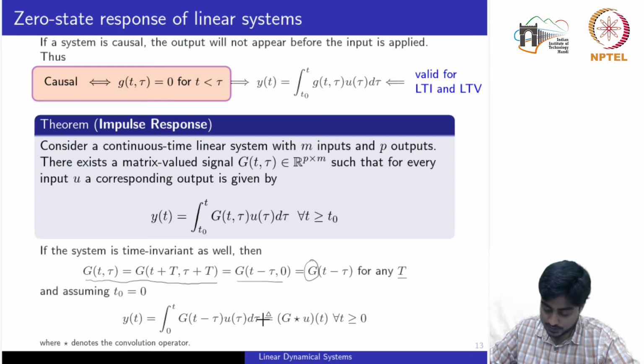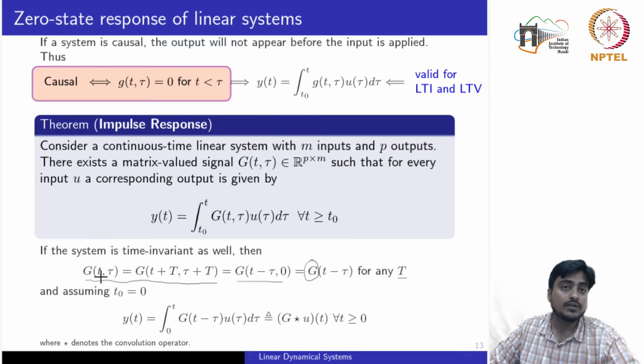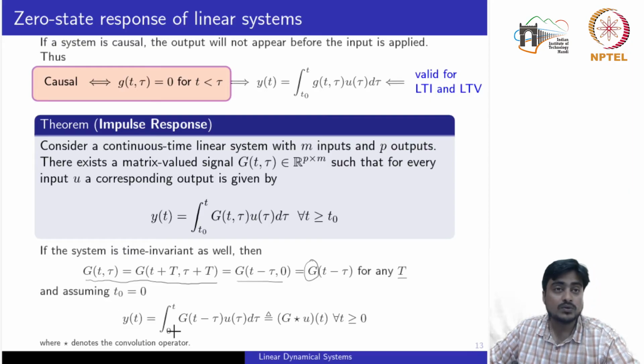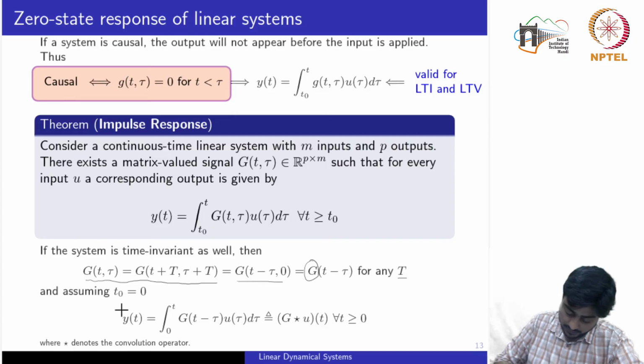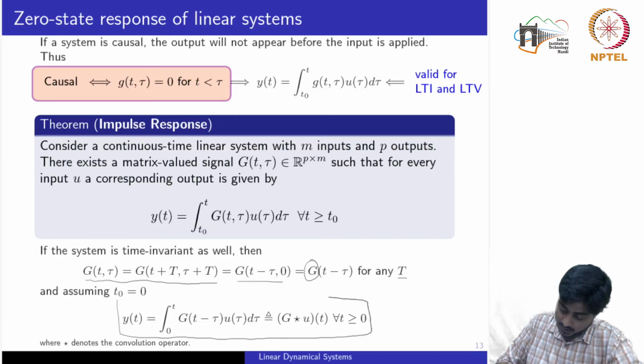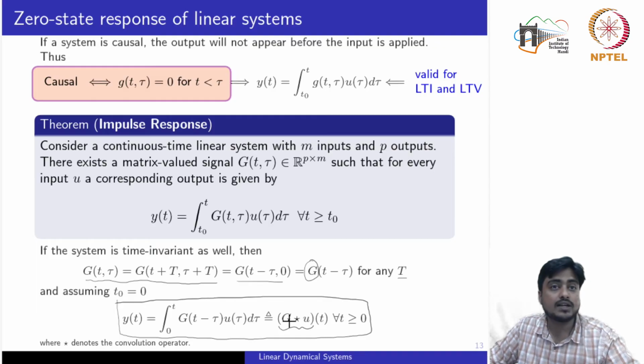The important point to note here is that when we are dealing with a time invariant system, we do not need two different arguments of the function capital G. So assuming that t0 is 0, we define the output y of t by this equation, and the second equation denotes the convolution between the capital G and the input signal u for all time t greater than or equal to 0, where this star denotes the convolution operator. Both representations are valid, and we can use either of them.